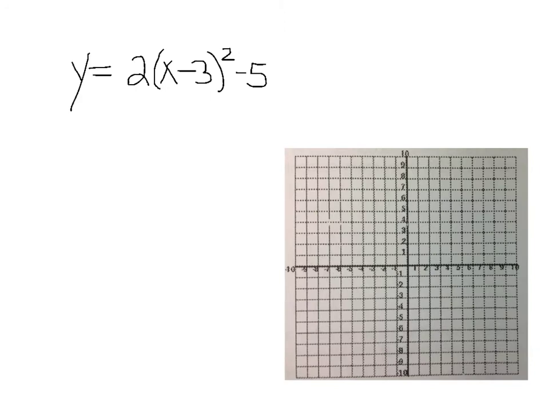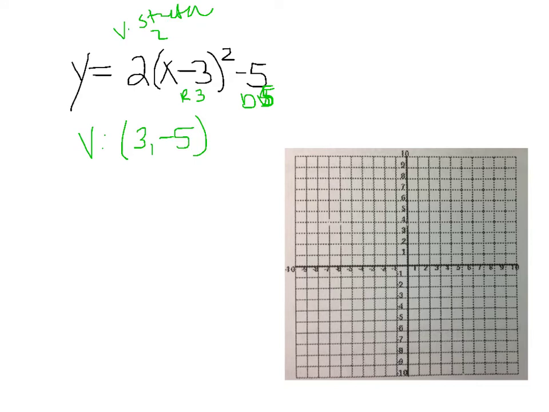Okay, so now let's look at a second example. Here we have the equation y equals 2 times (x minus 3) squared minus 5. So we're going to start and say our vertex is at the point positive 3, negative 5. You use the opposite sign there. This goes right 3, down 5, and then we're going to vertically stretch it by a factor of 2.